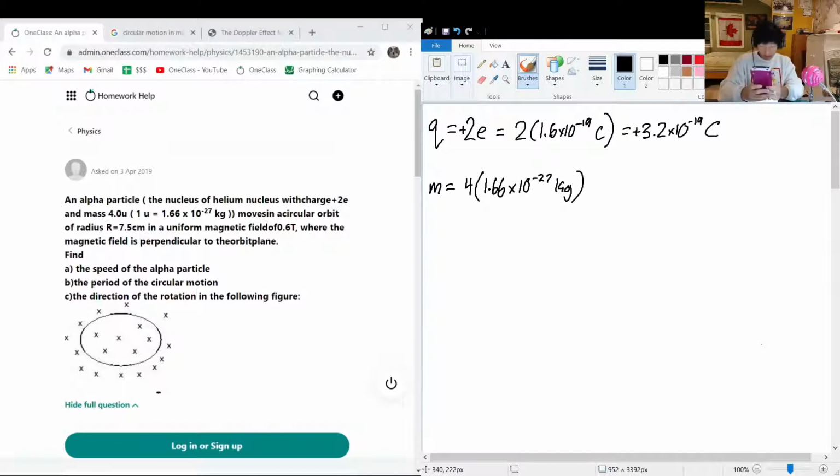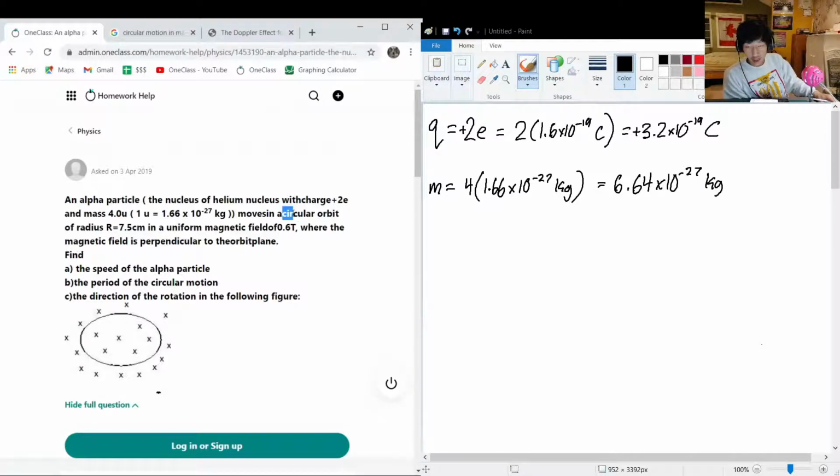Gonna do the math real fast. 1.66 times 4. So this is gonna be 6.64 times 10 to the negative 27 kilogram. And it's always good to keep your units in base SI units, because it'll make your calculations a lot easier.